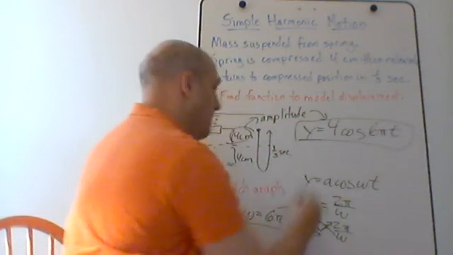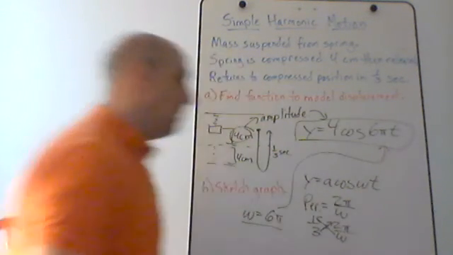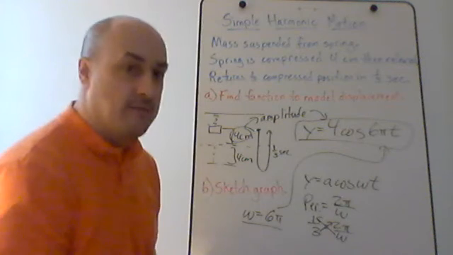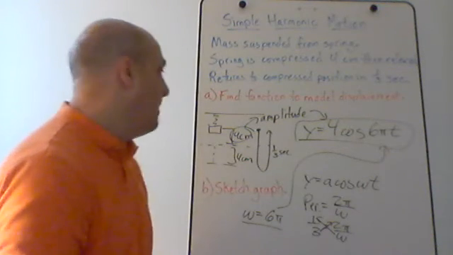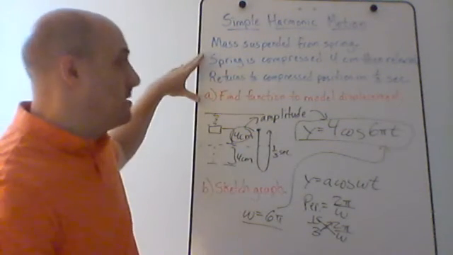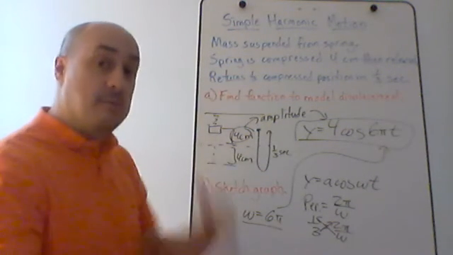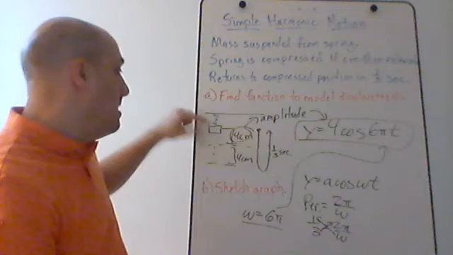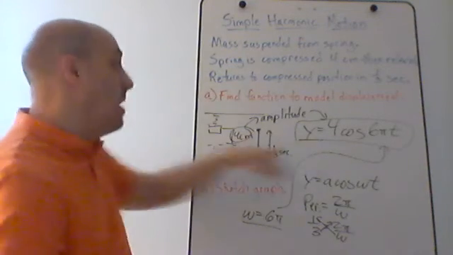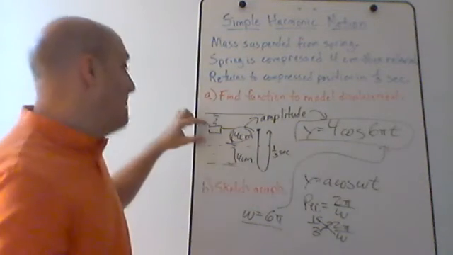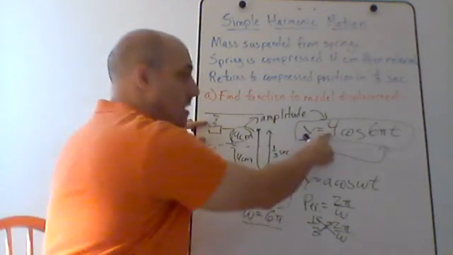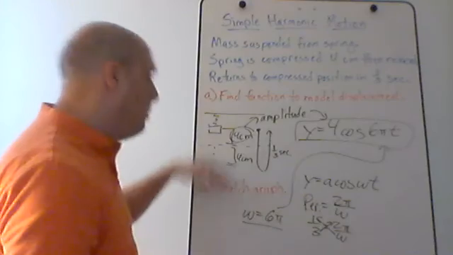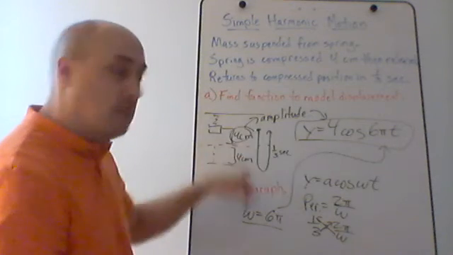So once I solve for that omega, that's what multiplies the t inside of my cosine function. That's the function that's going to model this harmonic motion of this mass suspended from the spring. It starts at the maximum amplitude, which is why we choose the cosine function. The maximum amplitude is 4, so that's the number I put out here, and it takes 1/3 of a second for it to do one complete cycle.